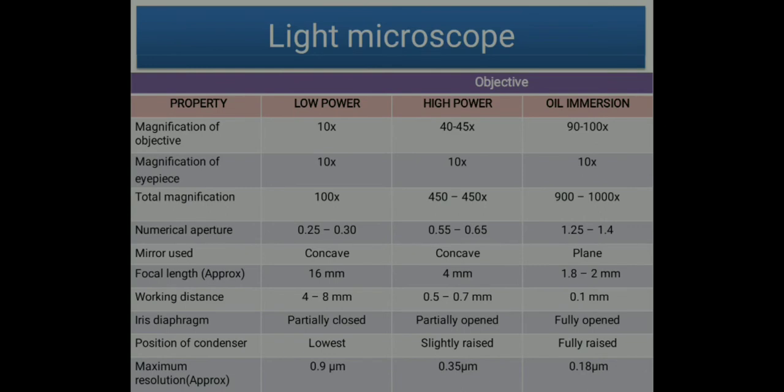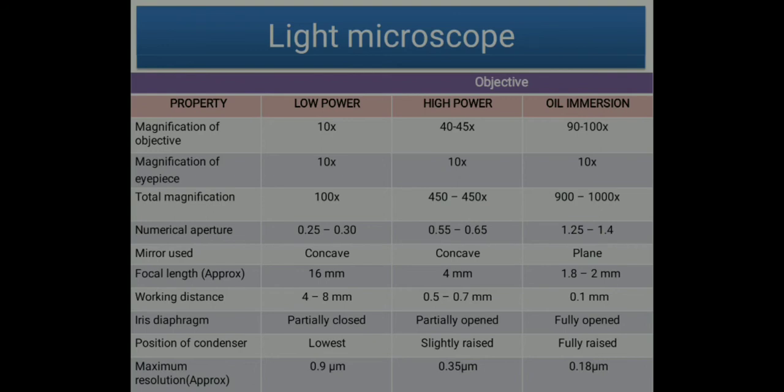Mirror use, concave mirrors. With oil emulsion we can use a plain mirror also. Focal length will be approximately 16 mm with low power. With high power it will be around 4 mm, and with oil emulsion it will be around 1.8 to 2 mm.